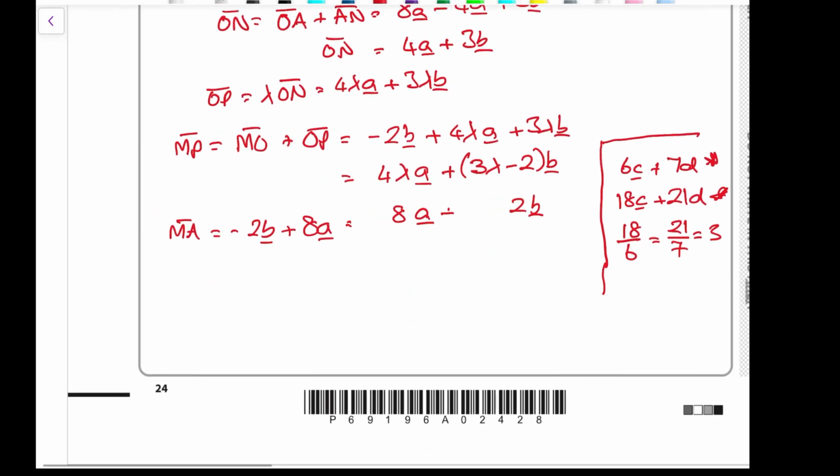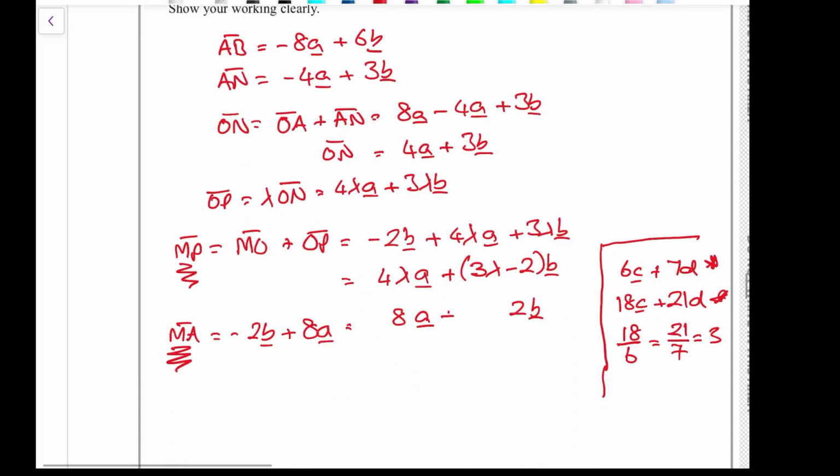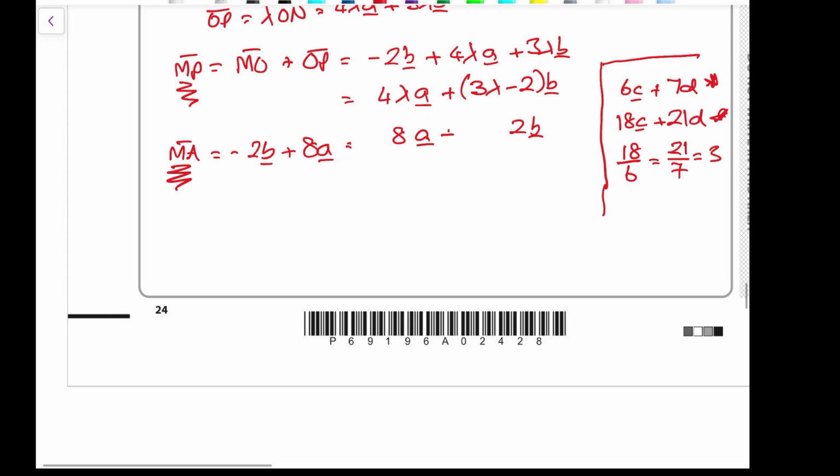Now, because MA and MP lie on the same line, and again, apologies, I'm going up and down a little bit here, they must be parallel because they're going in the same direction, which means it must be the case that the A's, so 8, divided by the A's in MP, for lambda, so let's highlight what I've done here, must be the same as the B's divided by the B's, where I'm doing it in the same order, or the same direction. So that's 2 divided by 3 lambda minus 2.